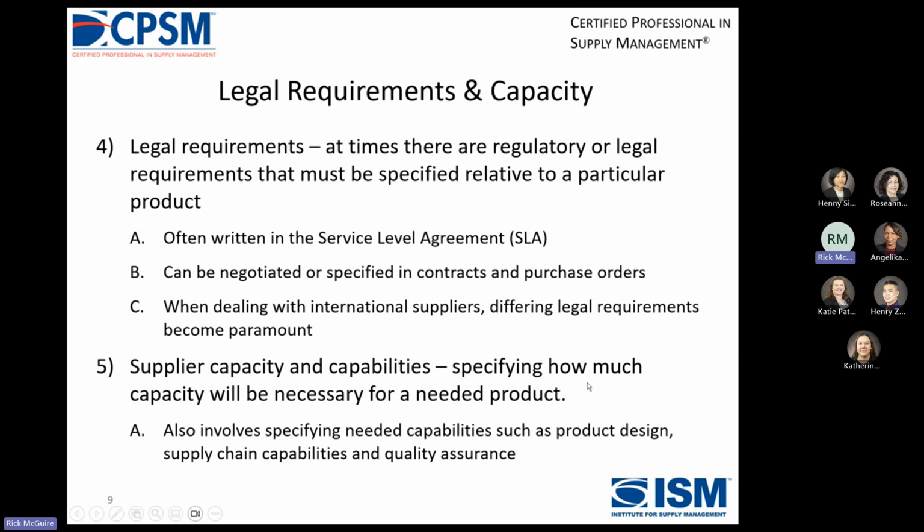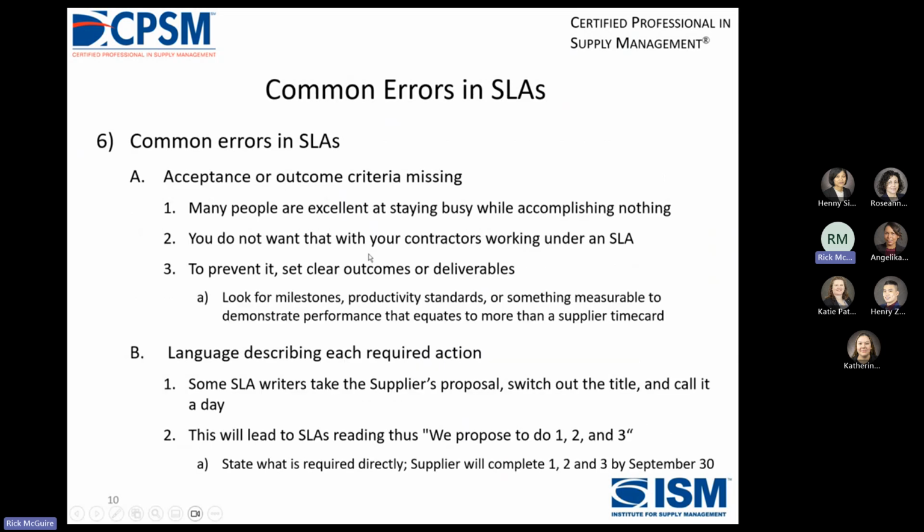And supplier capacity and capabilities. How much capacity will be necessary for the needed product and how much is reserved for PACCAR? So it involves specifying needed capabilities such as product design, supply chain capabilities. And this kind of stuff probably comes in a lot when you're setting up contracts for software, right? Guys that are writing software for us.